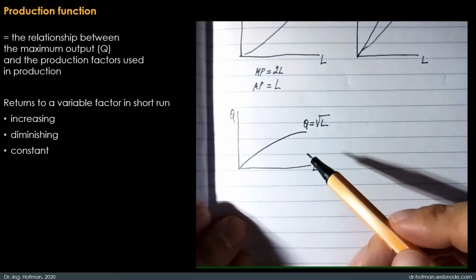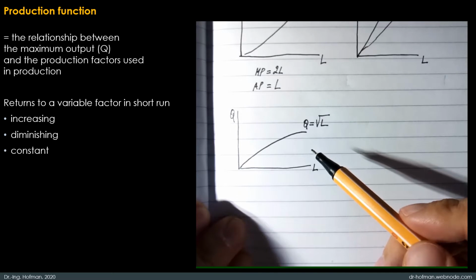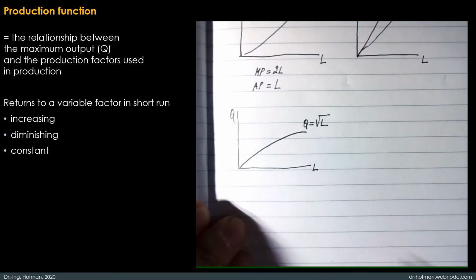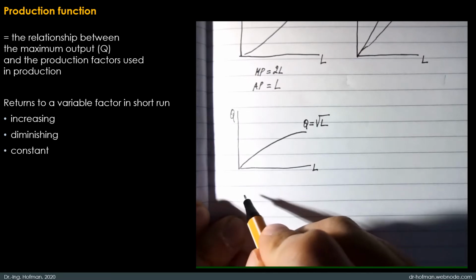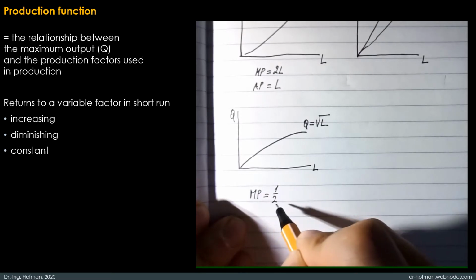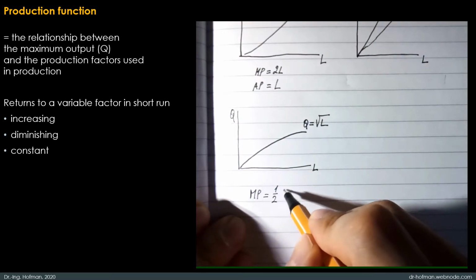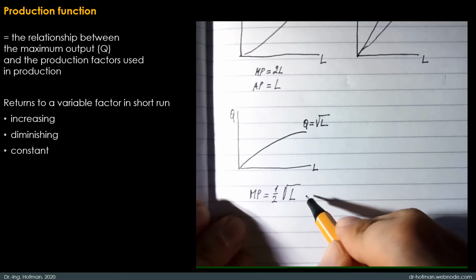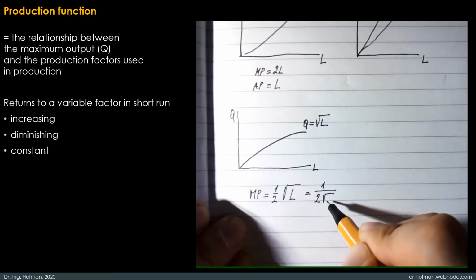Diminishing returns to the variable input are then experienced with the increase in output being less than proportional to the increase in the variable input. The total physical product curve flattens out, and both marginal physical product and average physical product, which we calculate now for the root of L, both decrease. So we can calculate them and draw them in the graph again.